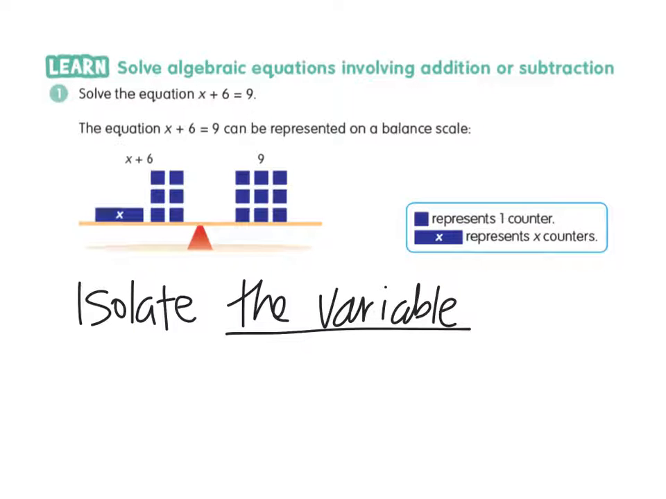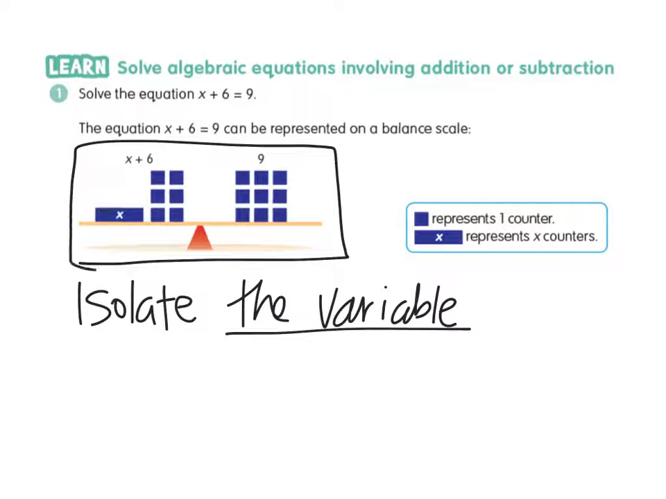So if we are isolating the variable, it means that in this picture, we want there to be an x on one side of the balance beam, and we want there to be numbers on the other side of the balance beam. Well, we do have an x on that side of the balance beam, so that's good, but we also have 6 other blocks that represent positive 6. We need to find a way to remove those blocks without disturbing the balance beam.